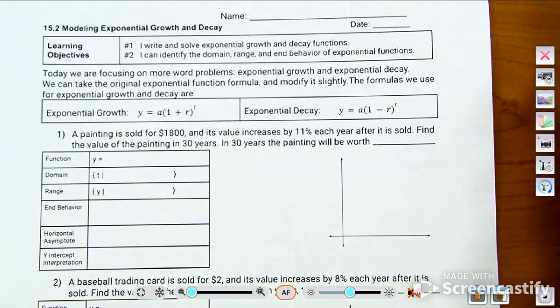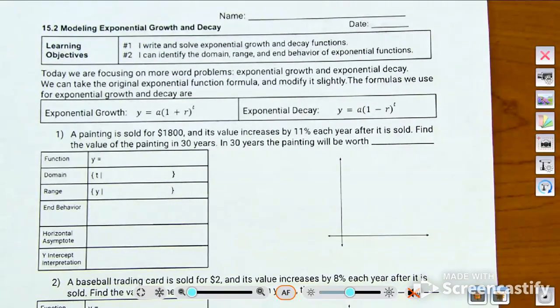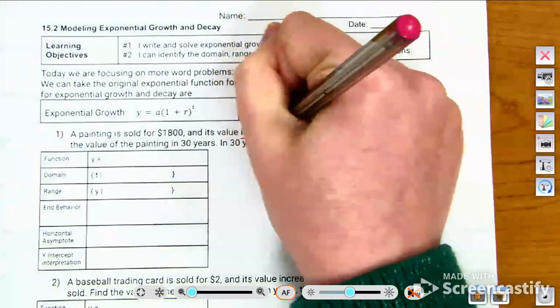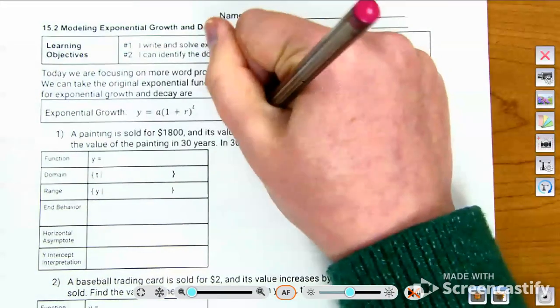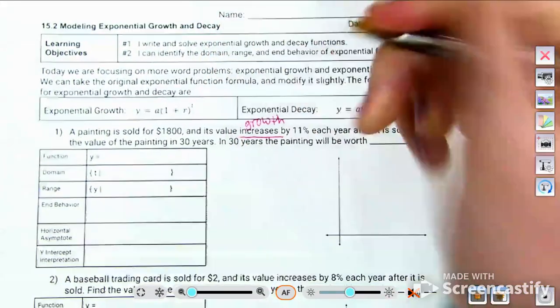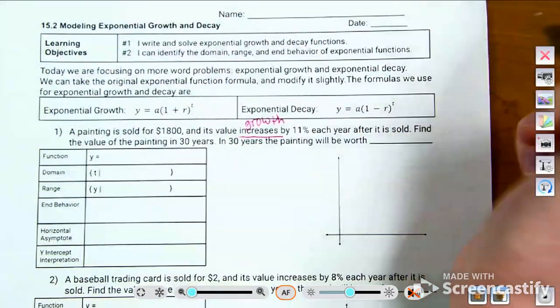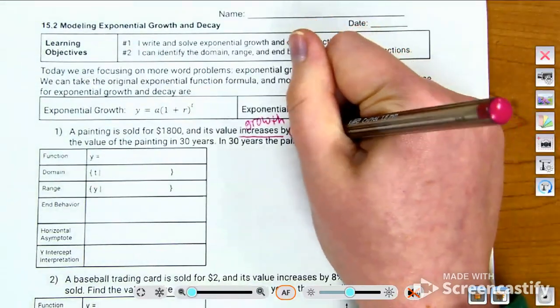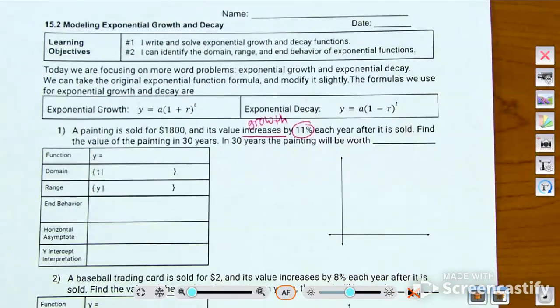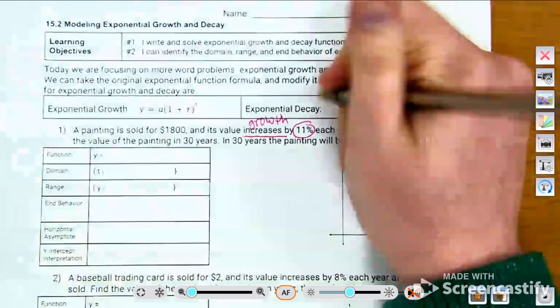So the first thing we need to do is write the function. So we need to decide, is this going to be an exponential growth or an exponential decay? And because we see the language, its value increases, we know that this is going to be growth. And we can see the rate that it's increasing by. It's increasing by 11% each year. So that will be our value of R.